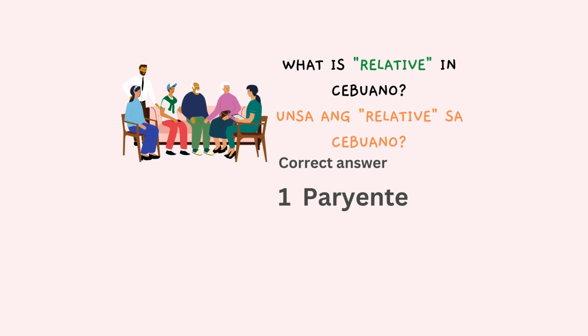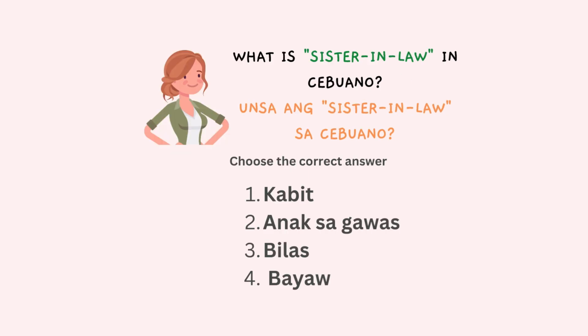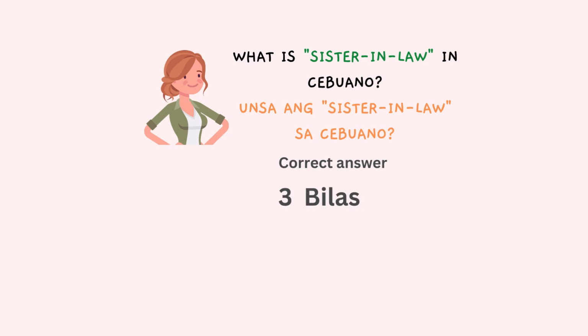Relative is pariente. All right, next one we have, what is sister-in-law in Cebuano? Unsa ang sister-in-law sa Cebuano? Our choices are number 1, kabit. Number 2, anak sa gawas. Number 3, bilas. Number 4, bayaw. The correct answer is number 3, bilas.